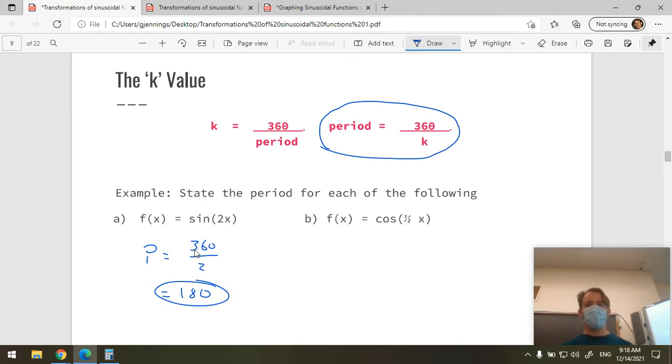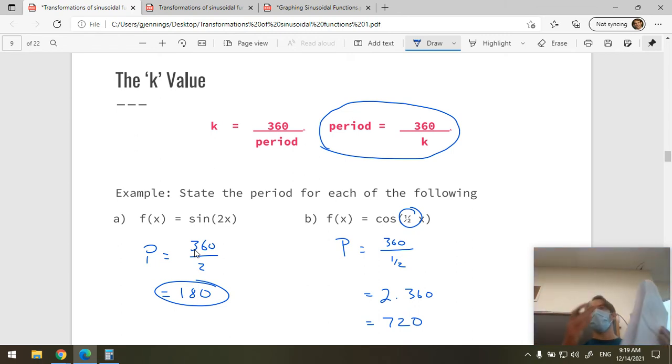Here, cosine of 1/2 x. Well, again, I just take period, and I look at 360 divided by 1/2, which is the same thing as 2 times 360, equal to 720. Also, this number here, k, 1/2, tells me I will see 1/2 of a cycle within 360 degrees. So I will see a full cycle in 720 degrees, so my period is 720.